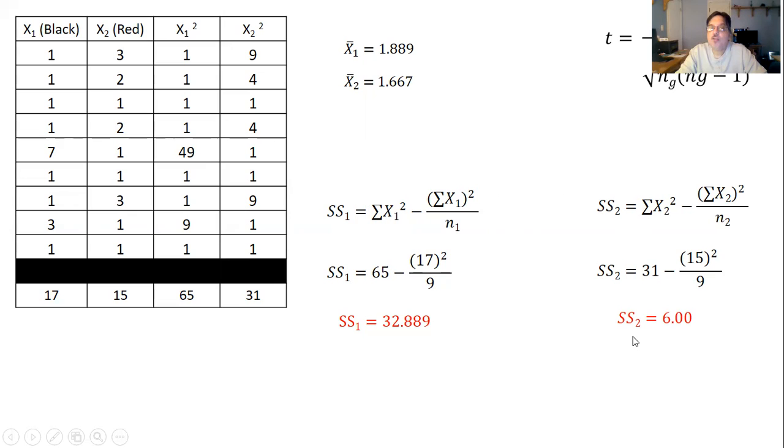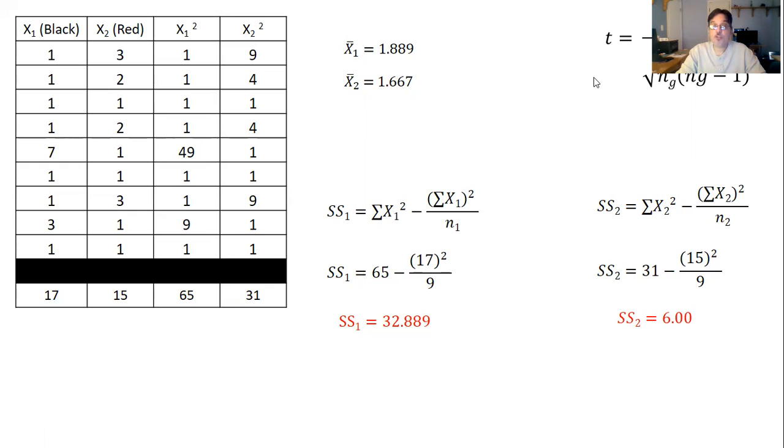Sum of squares for group 2 is equal to 6.00. So hopefully those are the answers that you got. Again, you can't see it, but if I went through, and of course, I think it's 9, 1, 2, 3, 4, 5, 6, 7, 9, just double checking myself. You have that as well.